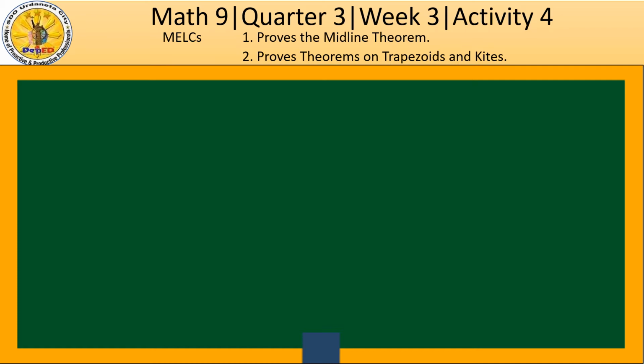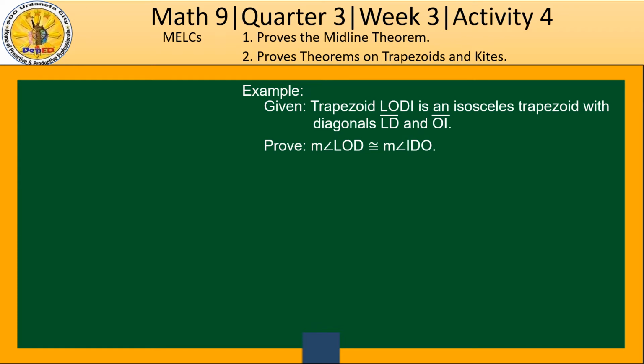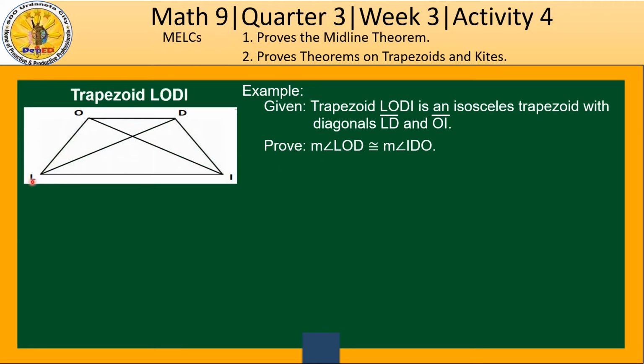So this example is for number 3. Here we give our proof using the 2-column proof. Given: trapezoid LODI is an isosceles trapezoid with diagonals LD and OI. Prove: the measure of angle LOD is congruent to the measure of angle IDO. This is the figure. We have here trapezoid LODI, the diagonals LD and OI.